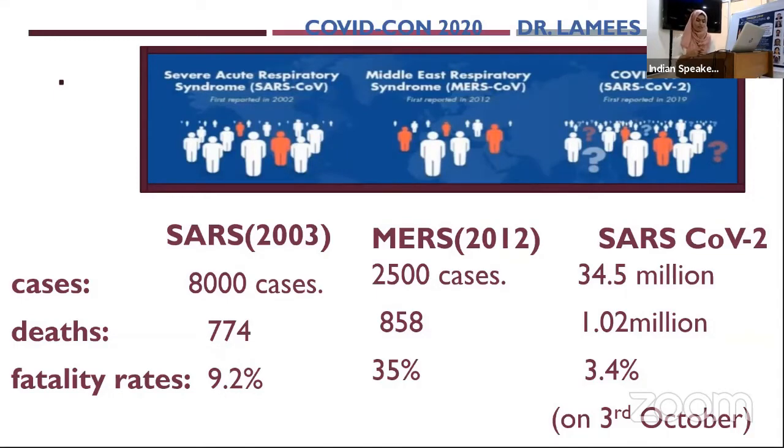And then MERS was identified in 2012, and nearly 2,500 cases have been reported in people who live in or travel to the Middle East. This strain of virus is comparatively less contagious, but far more deadly when compared to SARS. So far, around 860 deaths have been reported, and the mortality rate is 35%. It causes symptoms similar to those of SARS, along with kidney failure. Also, there are no licensed vaccines for SARS and MERS till now. Now, about SARS-CoV-2, as of today, 34.5 million cases have been reported, and nearly 1.02 million deaths, and the mortality rate is 3.4%.